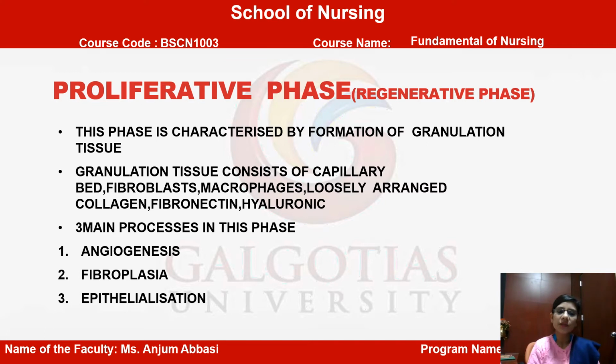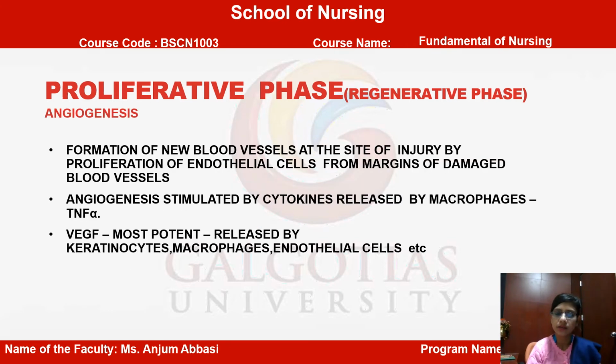Next, you can see this phase is characterized by formation of granulation tissue, and granulation tissue consists of capillary bed, fibroblasts, macrophages, loosely arranged collagen, fibronectin and hyaluronic acid. Next, you can see there are 3 main processes in this phase, that is angiogenesis, fibroplasia and epithelialization.